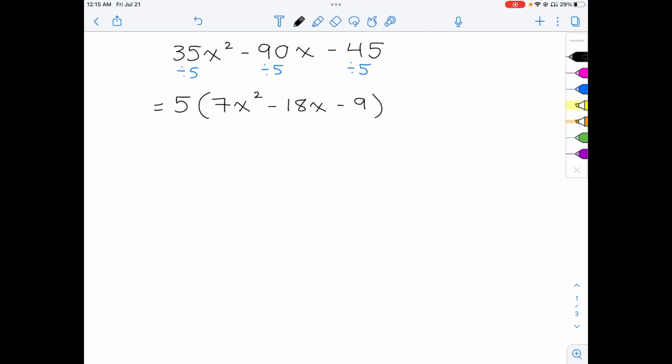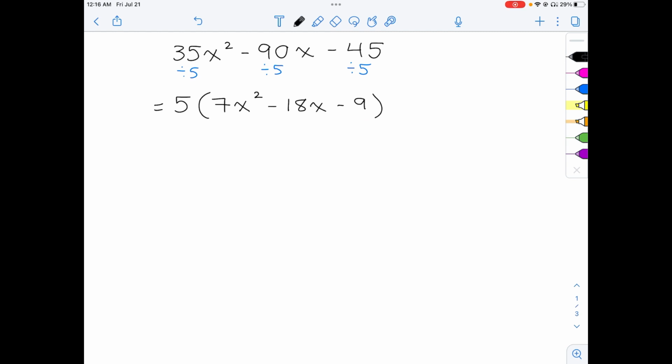Okay, so that's just making the trinomial a little bit more simple for us to work with. And then we'll just check and see, can we factor any further here? If I wanted to common factor this out, I would check, can I divide everything by 7? Obviously, yes, the first term you can, but negative 18 is not going to divide nicely by 7, and neither is negative 9. So I'm going to use crisscross factoring.